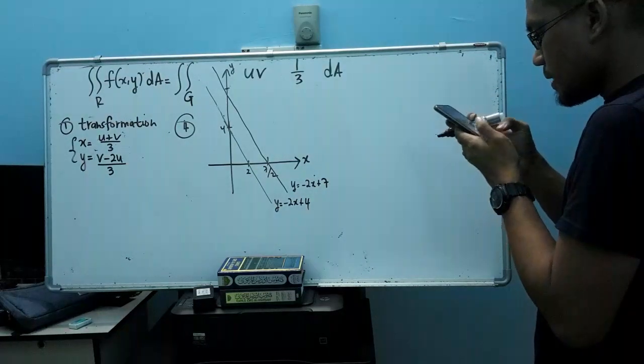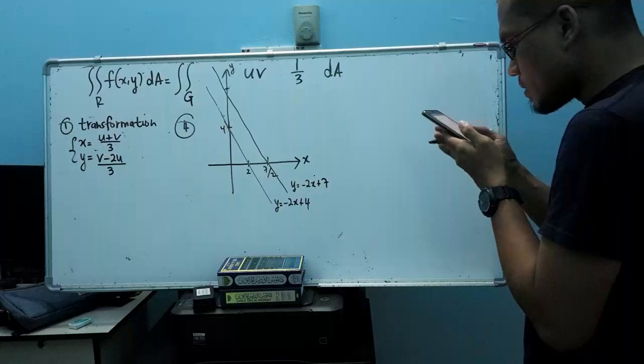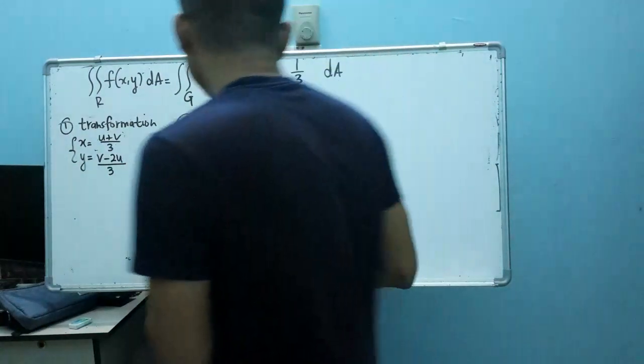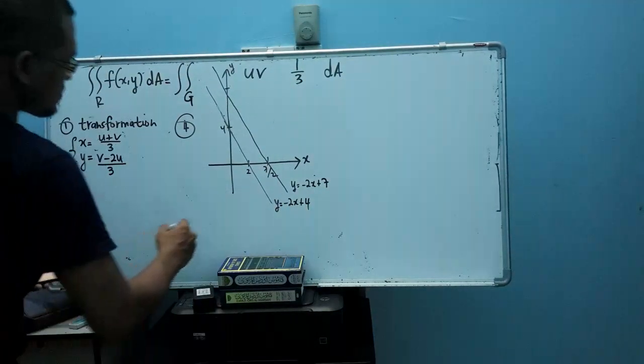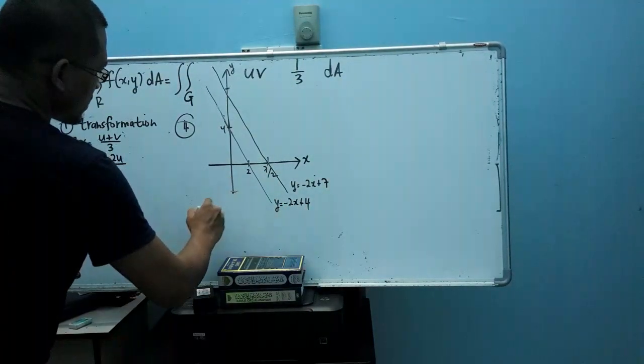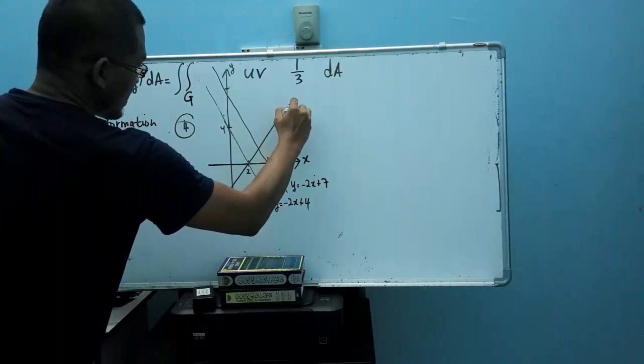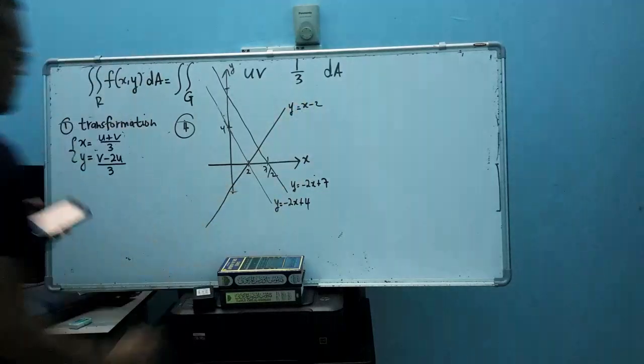And then I will have y equals x minus 2. So I will have minus 2, and I will have this line here. Okay, y equals x minus 2.